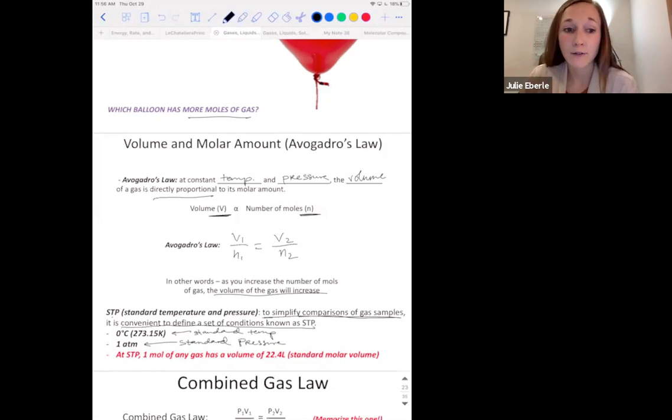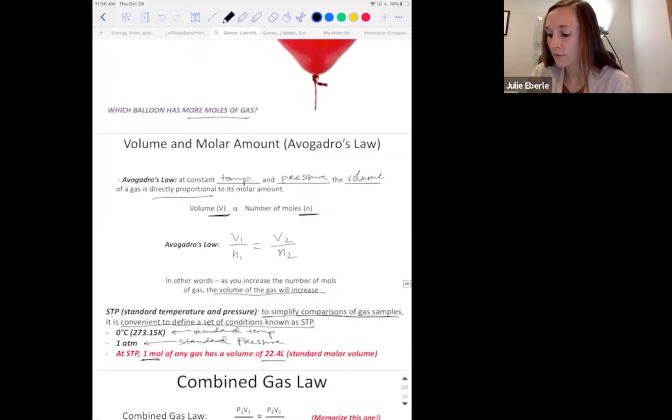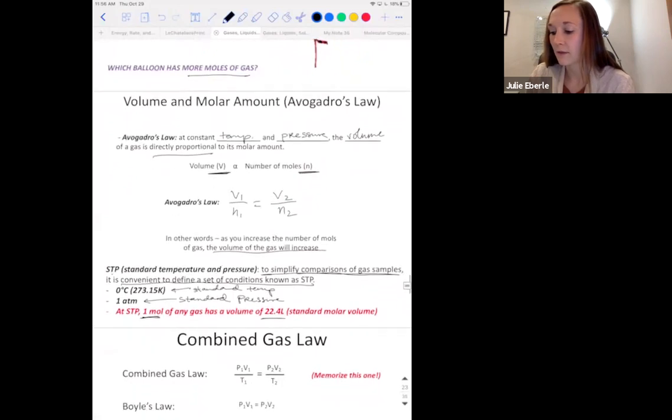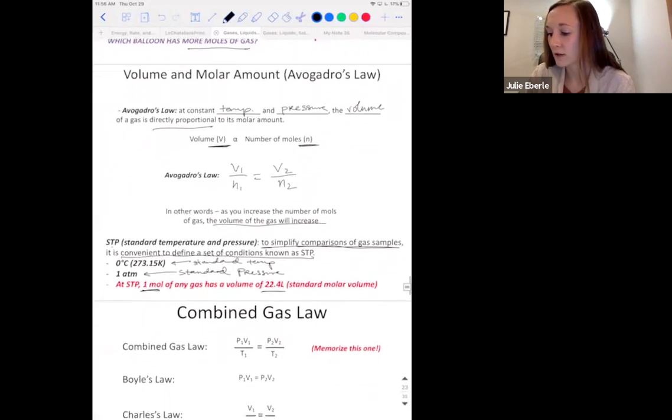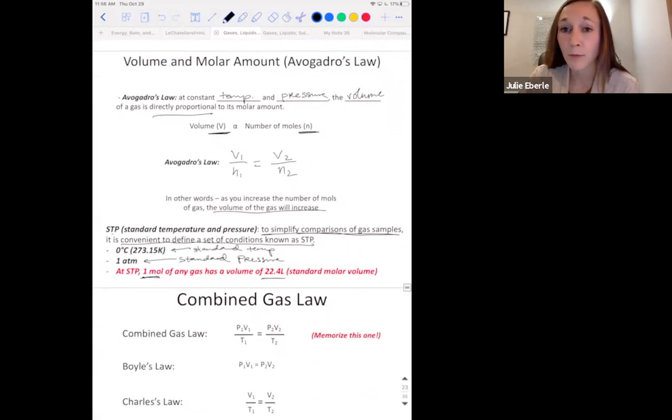Now, they have already defined for any gas, it doesn't matter what gas it is. It could be oxygen gas, helium gas, nitrogen gas, doesn't matter. But at standard temperature and pressure, 1 mole of any gas has a volume of 22.4 liters. That's quite a bit of gas, right? 22.4 liters. That's a standard molar volume. For 1 mole of any gas, the volume of that gas is 22.4 liters. So just remember these conditions.